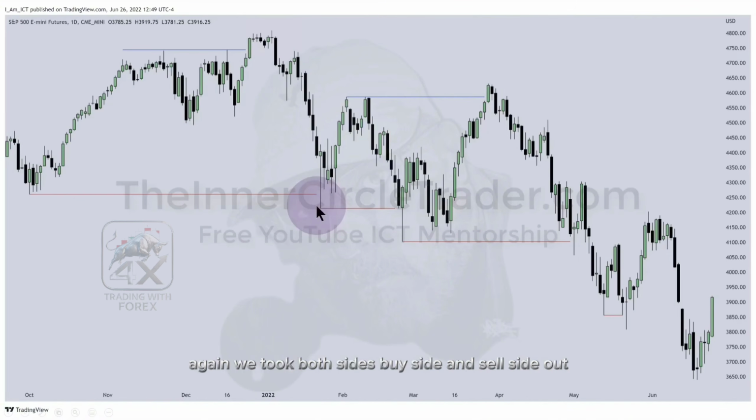Why is that a dealing range again? We took both sides, buy side and sell side out. What's the bias now? Bearish. All of this range in here, we're looking for areas that anticipate a run back up into a premium. Short-term high, short-term low, it runs up into a premium here, it sells off. It creates relative equal highs.